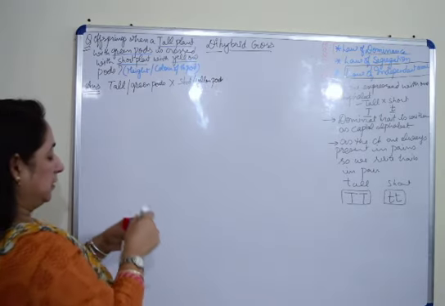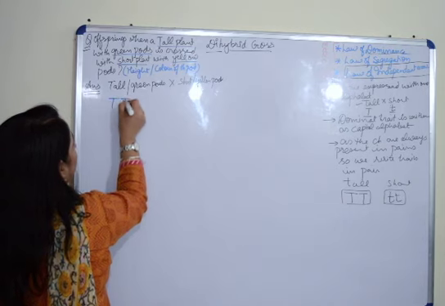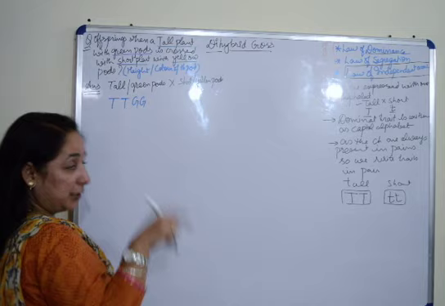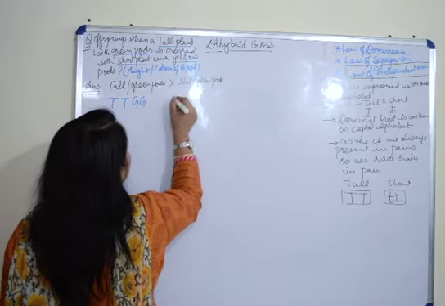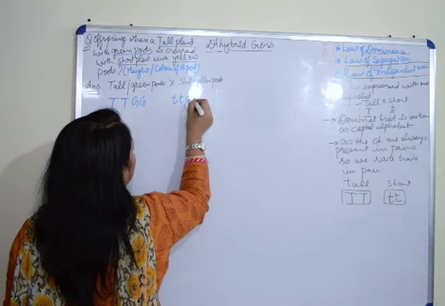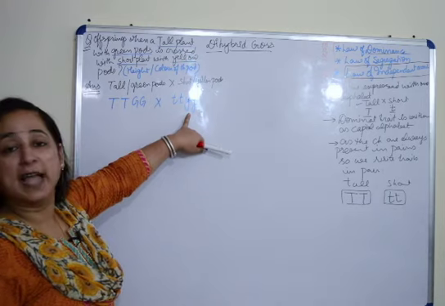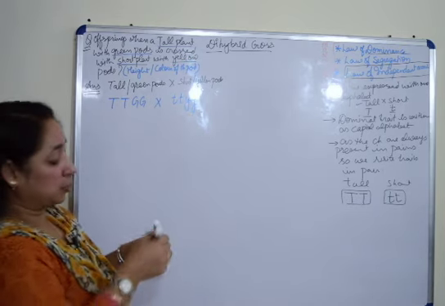Let's write first of all how we will represent them. So a tall plant with green pods, because green pods is a dominant trait according to the chart. You have to please learn that chart by heart. Short plant is crossed with a yellow pods. So here it is yellow pods, but we have written a small g only because of the rule that for one characteristic, only one alphabet is going to be taken.